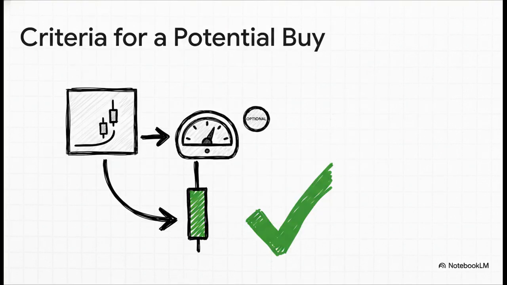So what are you looking for? Here's your simple checklist. First, you want to see the price actually touch one of the lower bands, showing that it's entering that oversold territory. Now for some extra confirmation, you can check if the RSI is below 30. And finally, you wait for a bullish candle to show up. That's your signal that buyers might be stepping back in, and that's your potential cue to act.